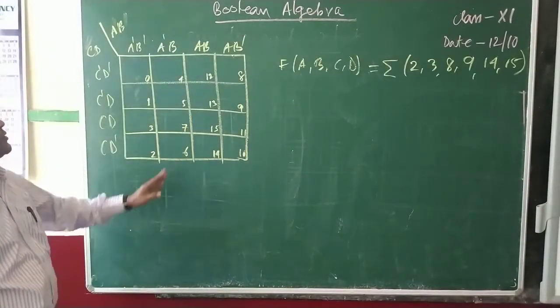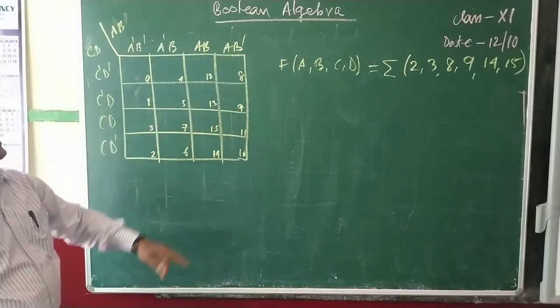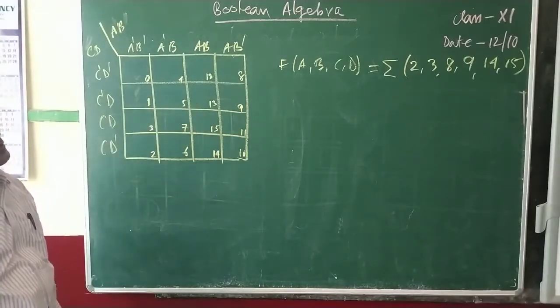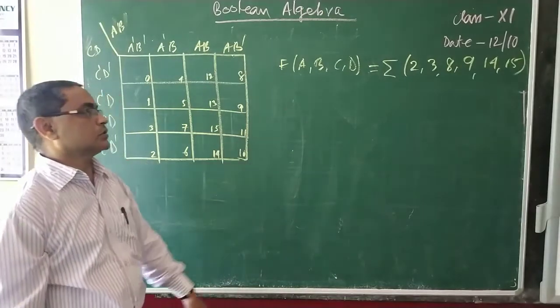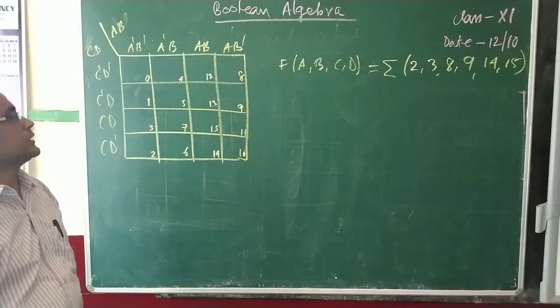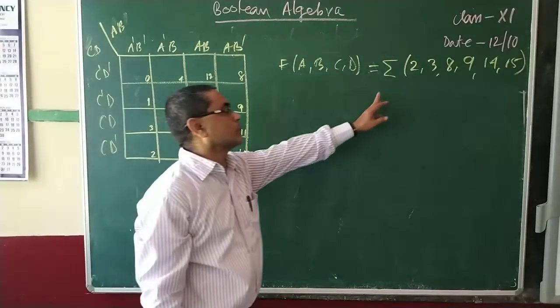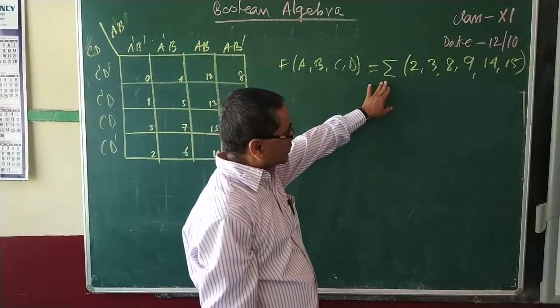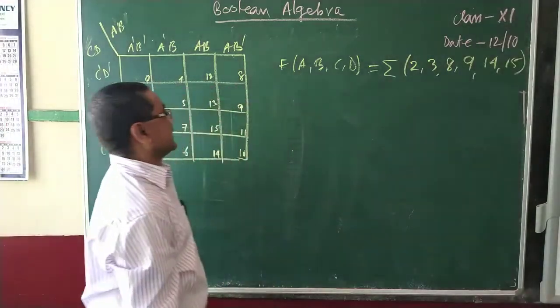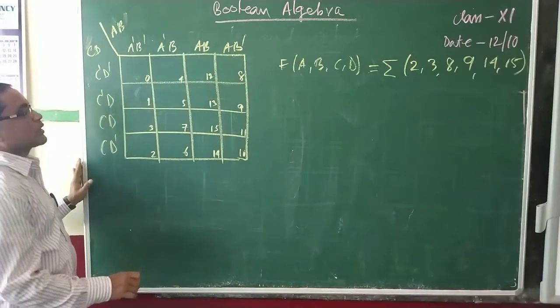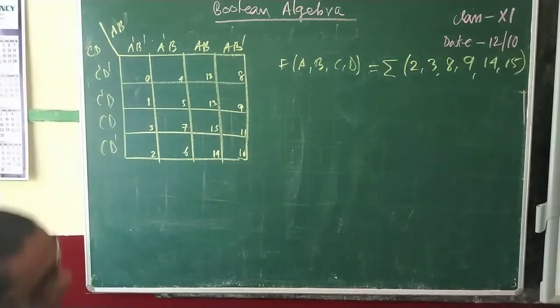See here, this is one sum. F(A,B,C,D) equals sum of products 2, 3, 8, 9, 14, 15, like that questions are there. Now you have to solve it. Sum of product and product of sum we also have to do. We are going for the sum of product from 2, 3, 8, 9. In the sum of product, you have to write all 1s.